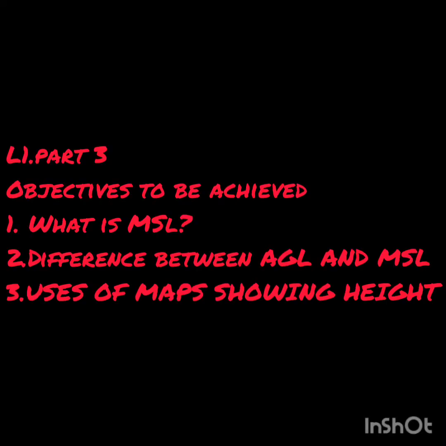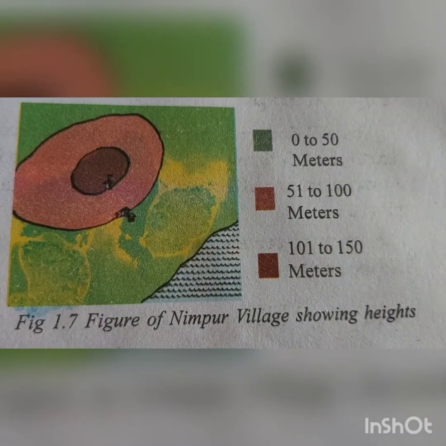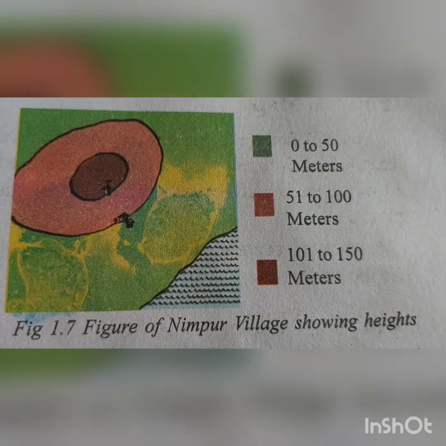So, lesson 1, part 3, objectives to be achieved. What is MSL, difference between AGL and MSL, and uses of maps showing height. These are the objectives to be achieved. Now, let us look back again at what we have learned. So, students, this is the last part of lesson 1.